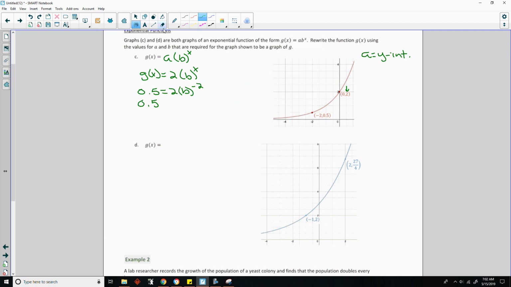Actually, I need to divide. Let me erase that. I need to divide both sides by 2. So then these cancel. And I get b to the negative 2. And how about I change that to 1 over b squared because I don't like a negative exponent. And that's the rule. B to the negative 2 equals 1 over b to the positive 2. That was from 8th grade, or maybe even 7th. And so 1/2 divided by 2 is 0.25, or a quarter. And let's change that to a fraction.